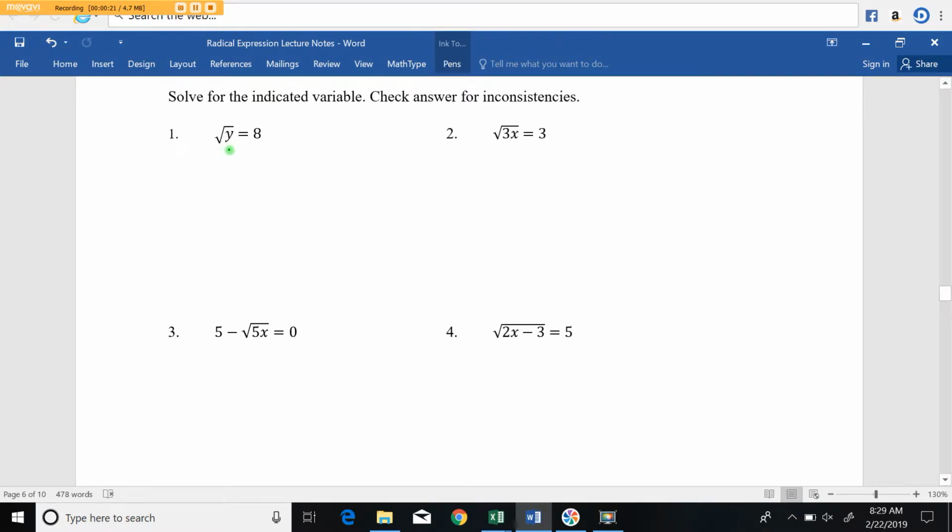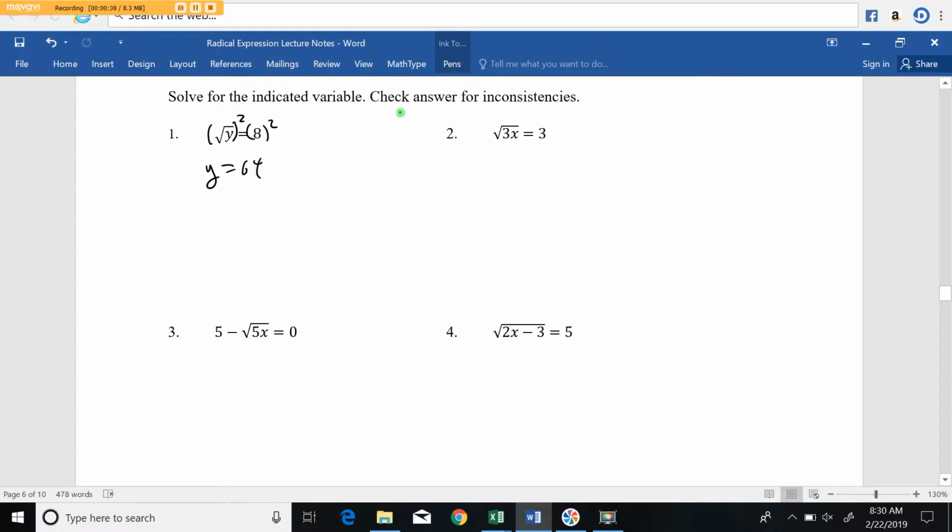All right. So if we want to solve the square root of y equals 8, the mathematical operation we do here is we square the left and right hand side. The square root of y squared is y, and then 8 squared is 64, and that's done.